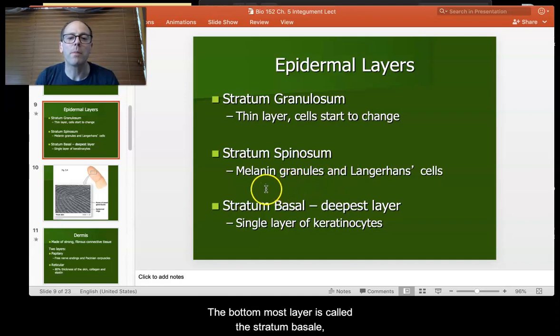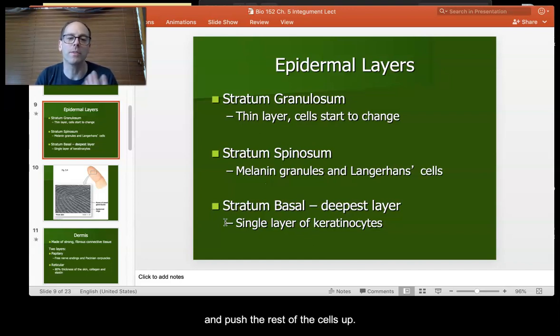Now, the bottommost layer is called the stratum basale, base, right? That consists of cells that are actually undergoing cell division. So it's a single layer of keratinocytes, and these are the cells that actually divide and push the rest of the cells up.